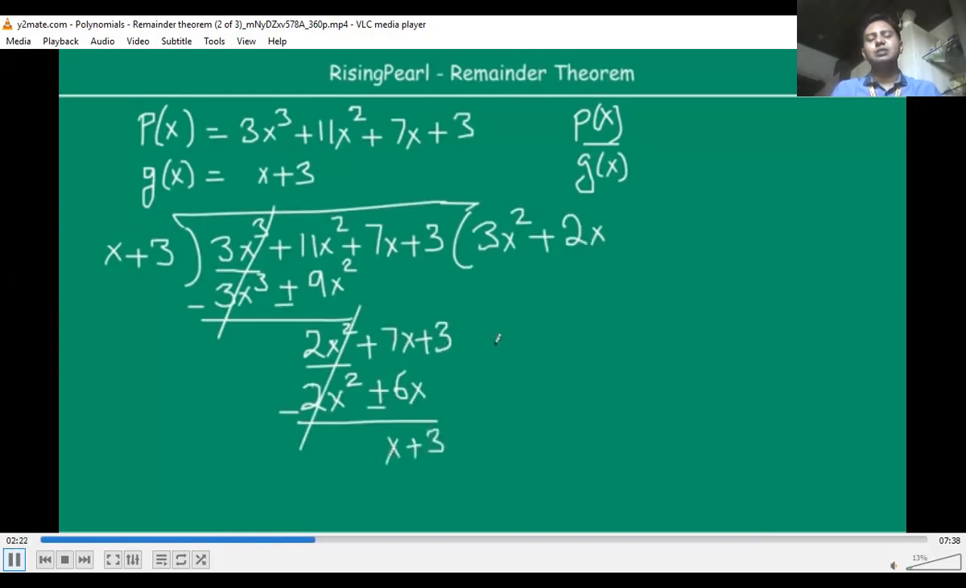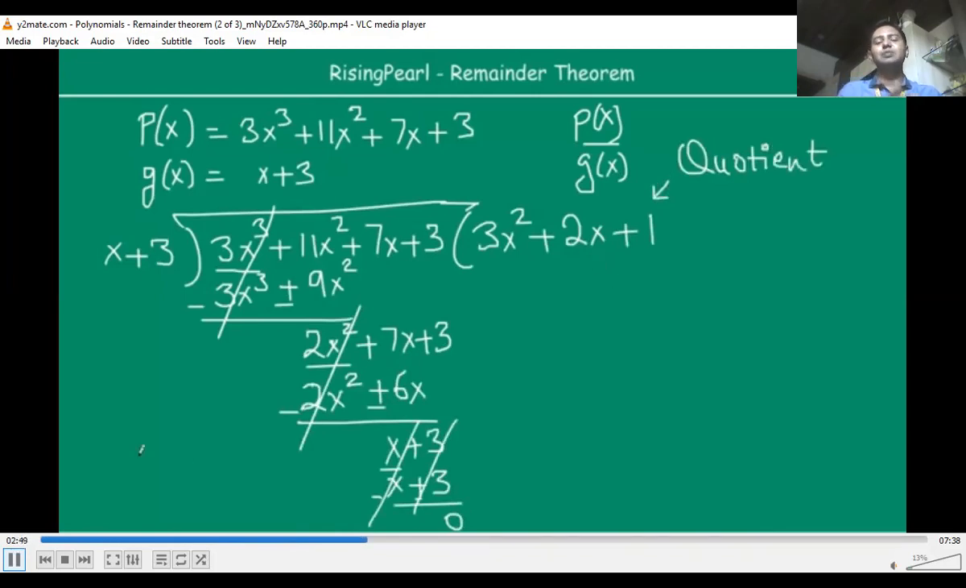So here the first term of the dividend is x, and here also the first term of the divisor is x. So that will be one time. x times x is x square and x times 3 is 3. We'll subtract this x and 3. x minus x is 0, 3 minus 3 is 0, and we'll have the remainder as 0. So here we can see the degree of this 0: 0 can be written as 0 into x raised to power 0, which is a constant number, and in x plus 3 the power is 1. So we have the quotient 3x square plus 2x plus 1, and the remainder is equal to 0.